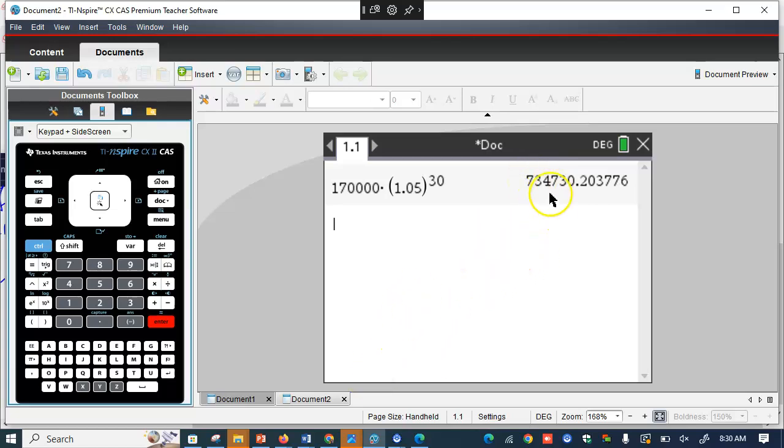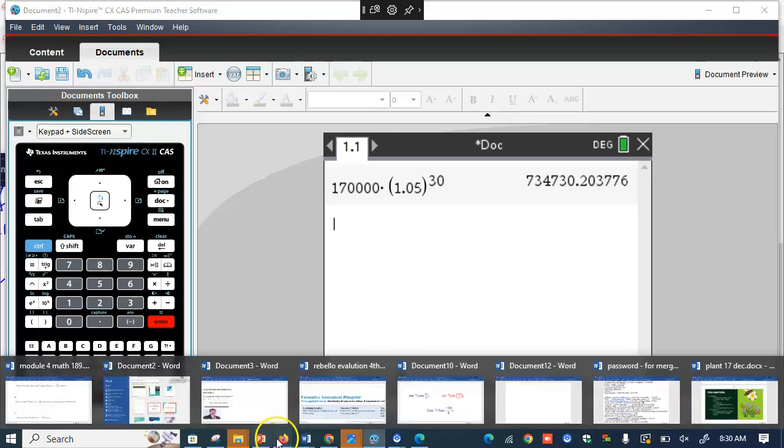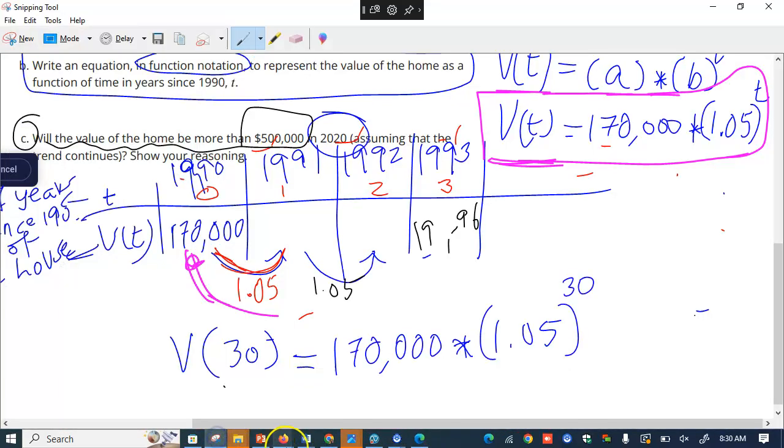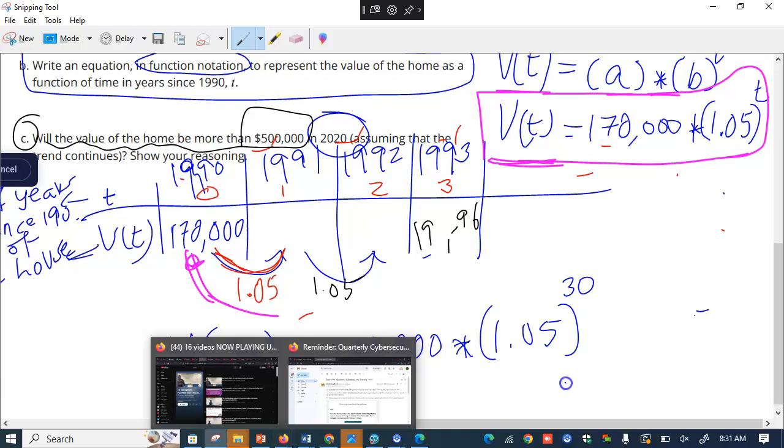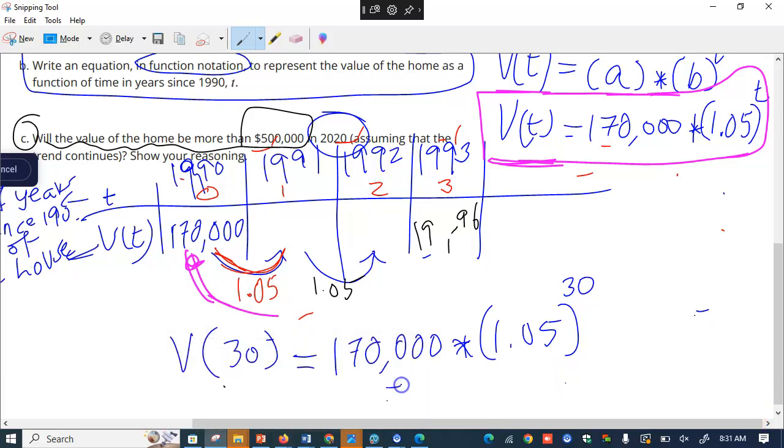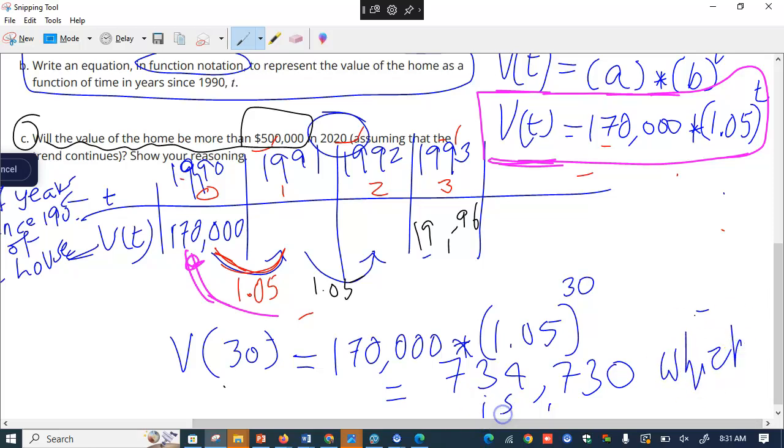So let me go back to that problem. Let me copy here. So this is the answer we got: 734,730. I'll round it to this, which is more than 500,000.